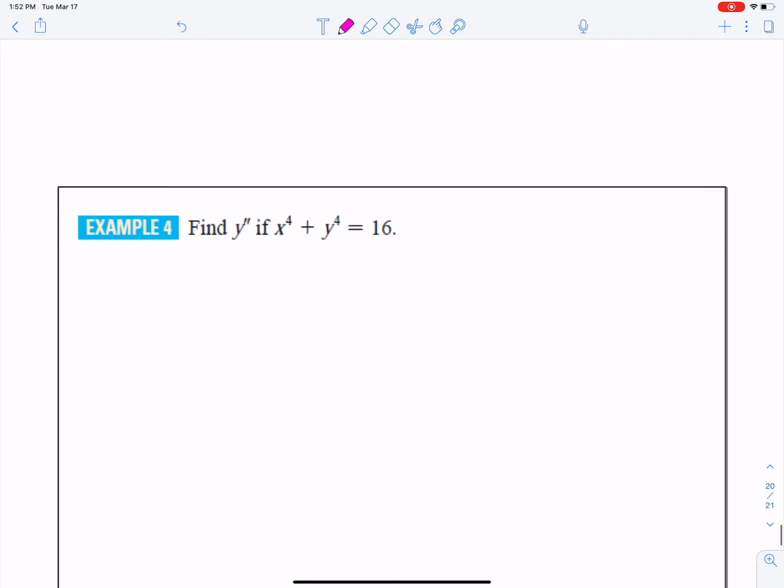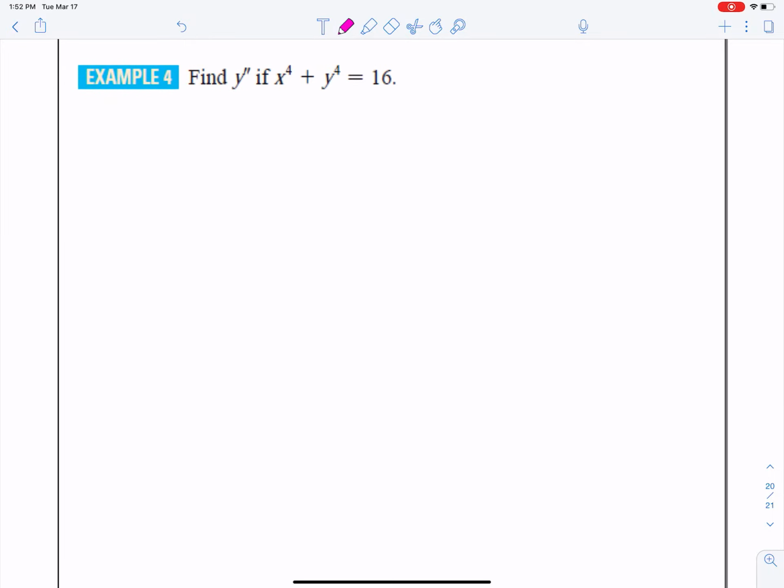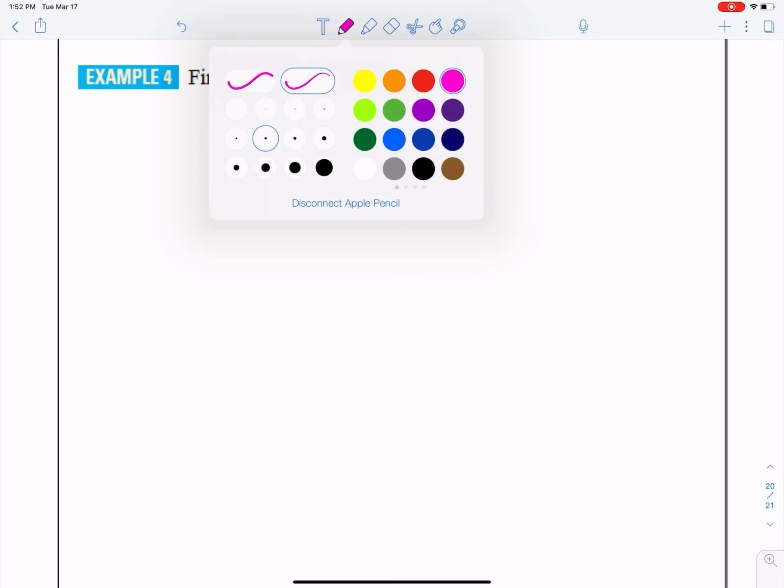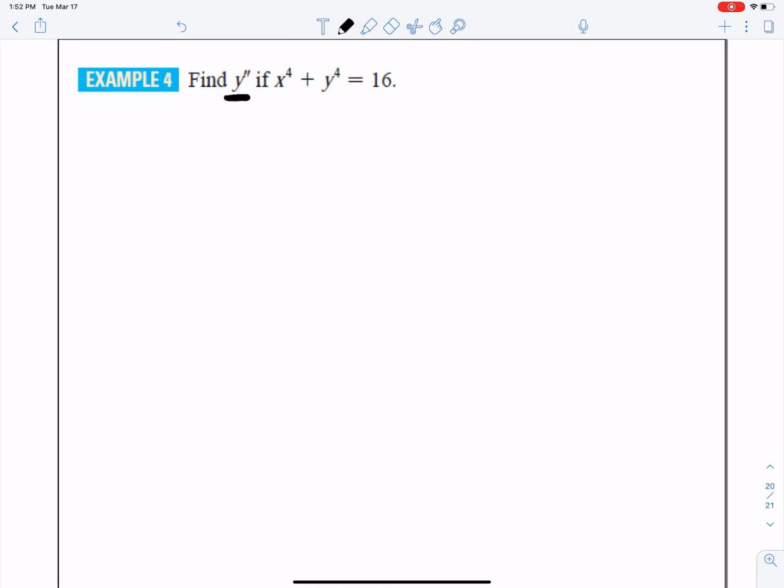Now the very last question, I do want to go through this one. It is slightly different than the ones we're used to. Now in here they're asking us to find the second derivative. So it requires us to find the first derivative first. Derivative of x to the fourth is 4x cubed. Derivative of y to the fourth is 4y cubed.